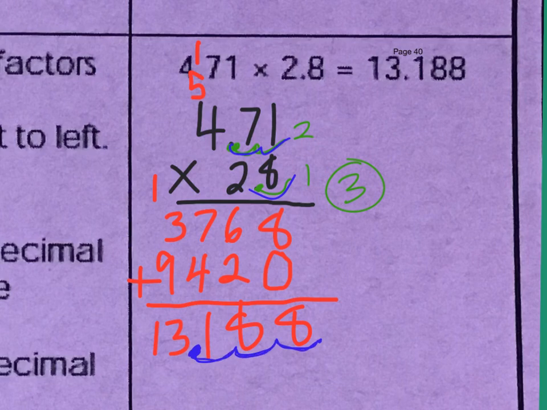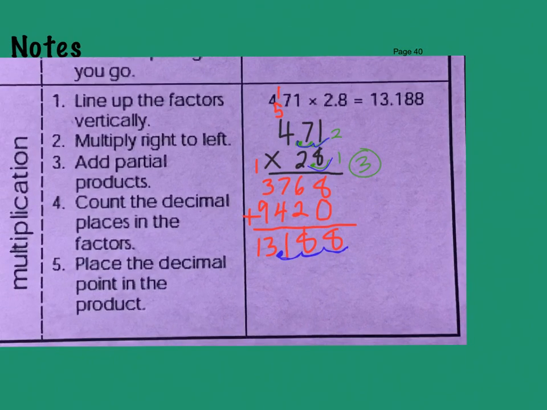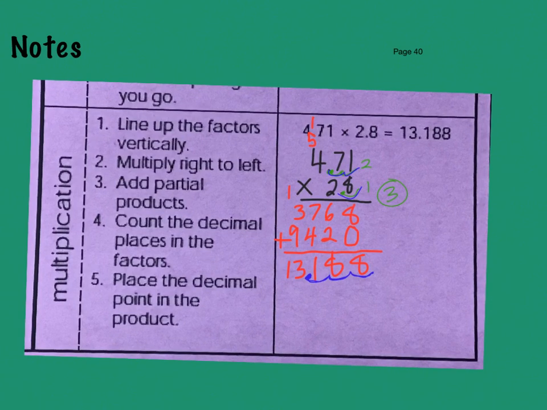And the way that I say that number is 13 and 188 thousandths, because that last number is in the thousandths place. So hopefully you were following along and writing in your notes as we were going along there. But that is how we do multiplication with decimals.